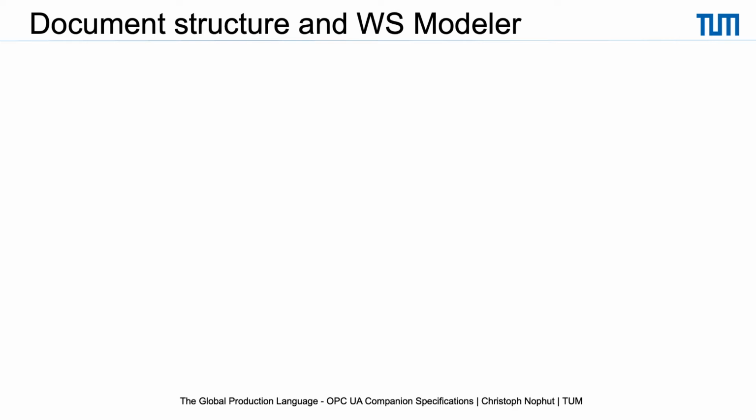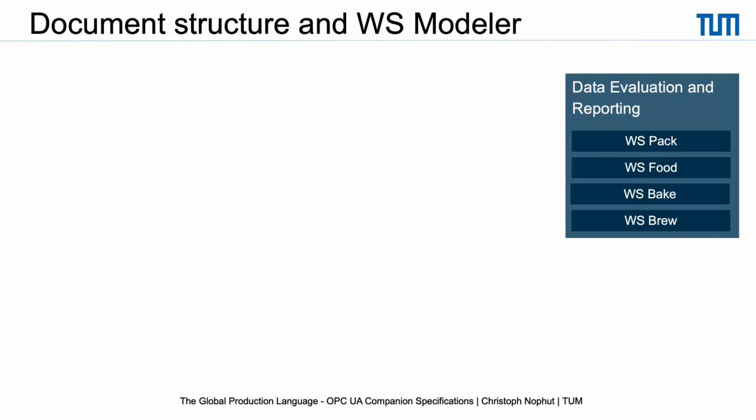I'd like to introduce to you the document structure of the Weihenstephaner Standards and a tool, the WS Modeler, to organize and document all of our information within the Weihenstephaner Standards family. So the starting point was the definition of MES functionalities. Such functionalities are defined in the document data evaluation and reporting.